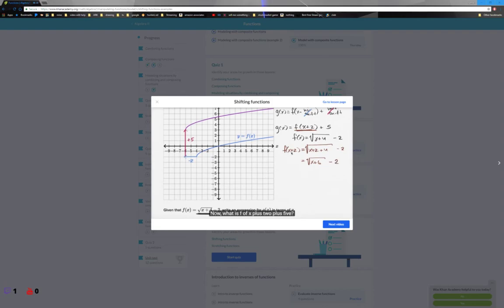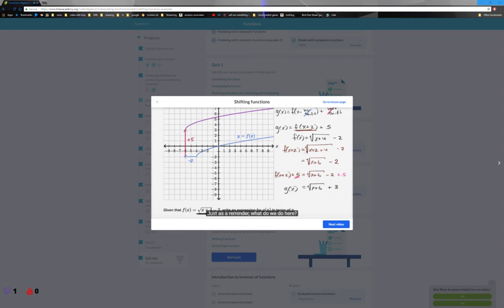Now, what is f of x plus 2 plus 5? So f of x plus 2 plus 5 is going to be this thing right over here plus 5. So it's going to be equal to square root of x plus 6 minus 2. And now we're going to add 5. We did a different color. So plus 5. And so what we end up with is square root of x plus 6 minus 2 plus 5, which is plus 3. So that is equal to g of x.